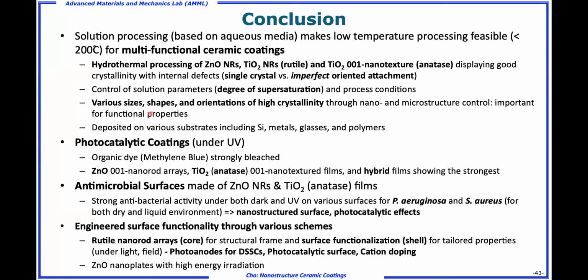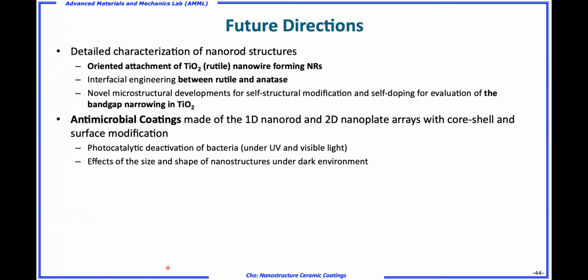And these cases were tested for photocatalytic and antimicrobial properties. And I also showed examples of the design of the surface functionality through various schemes, especially a core-shell scheme using the rutile nanorod and some other functional layers for photoanode, photocatalytic surface, and some cation doping. And I also showed the example of the nanoplate with some high energy radiation to control the defect structure and population that can influence some functional properties.